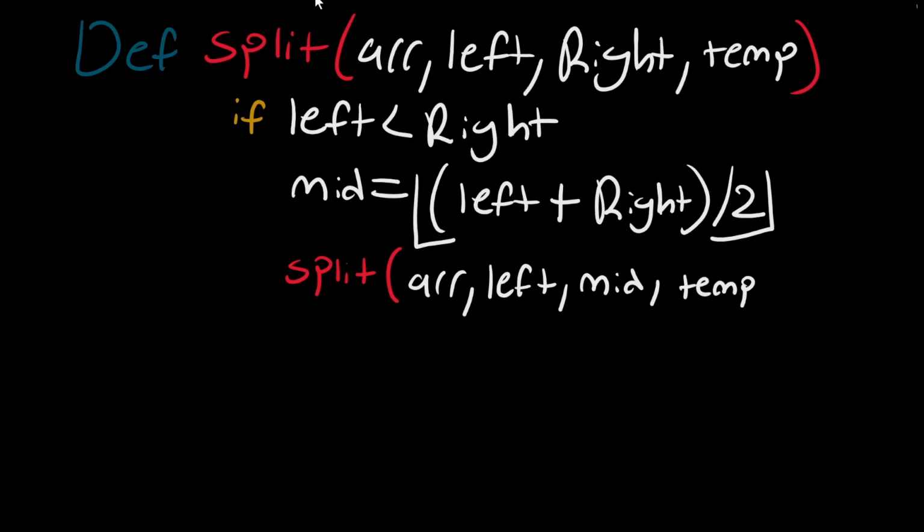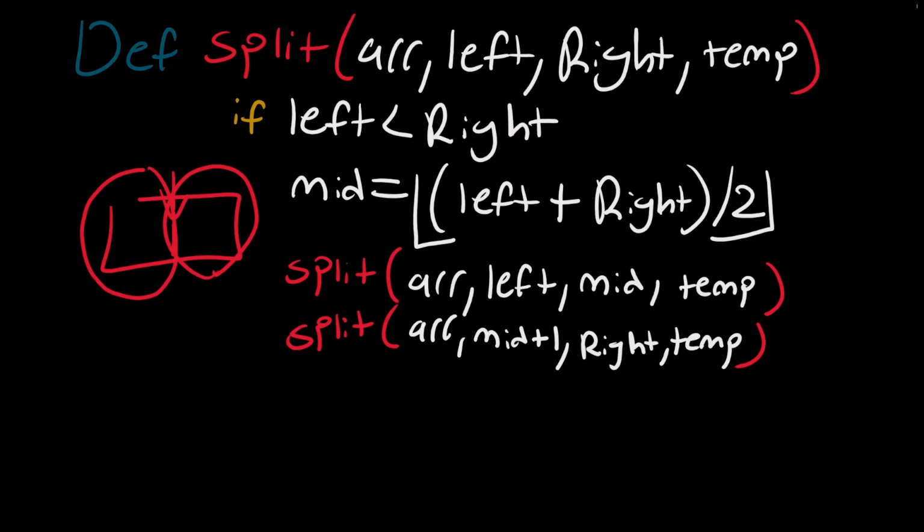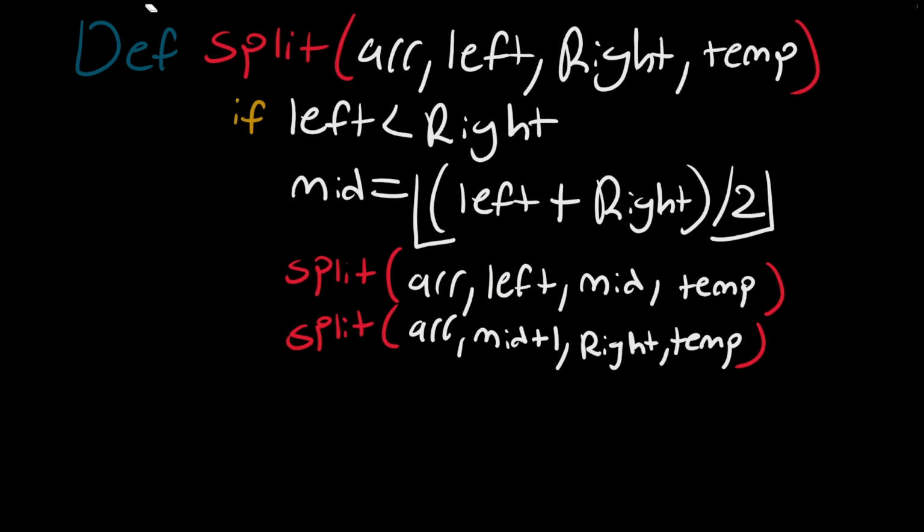So this is what's going to split us. We have this midpoint, so we're going to get this portion of the array. Then we're going to do split again, the same thing, the array, and now we're going to actually start from mid plus 1, and the right, temp. This is going to give us this other portion, so that we don't accidentally overlap the mid, we move one space over so we can capture the rest that wasn't taken. That's going to be the split function.